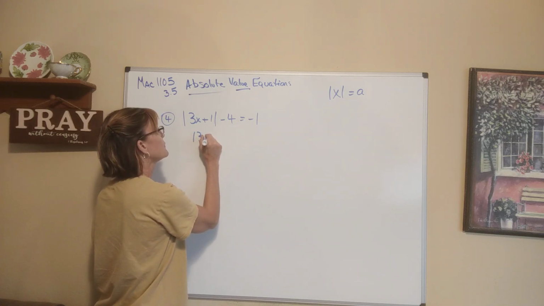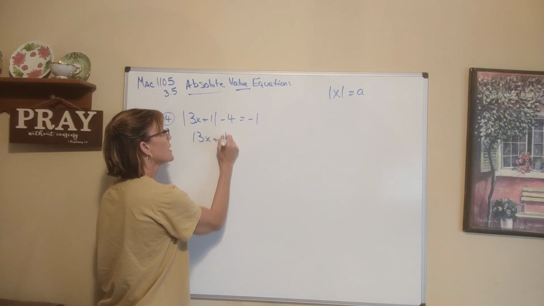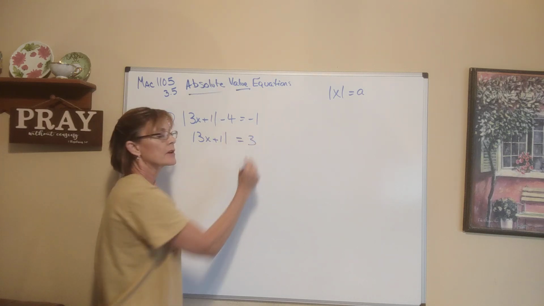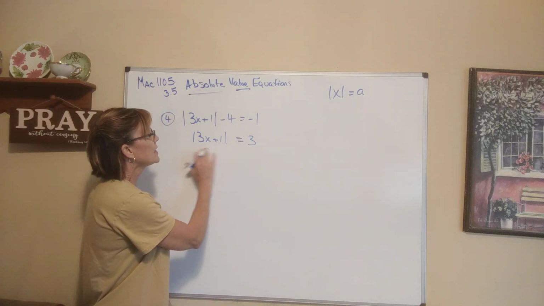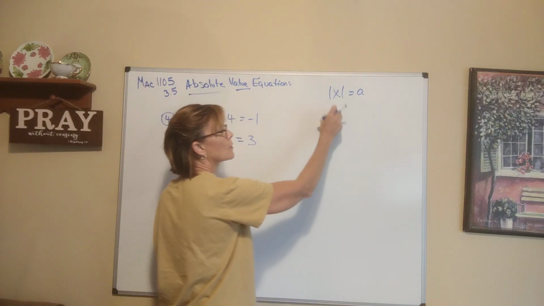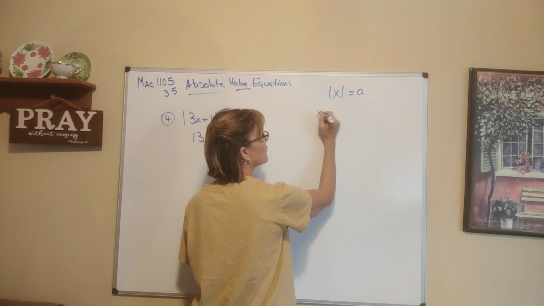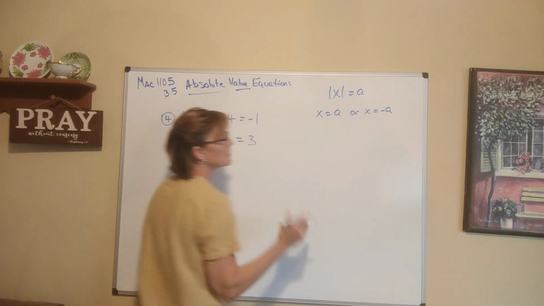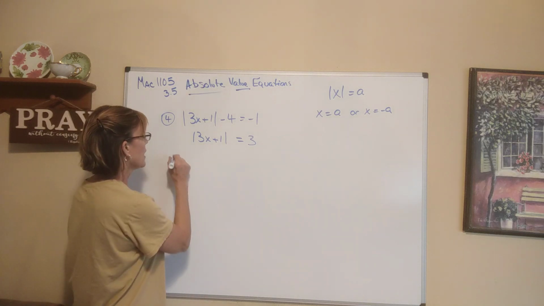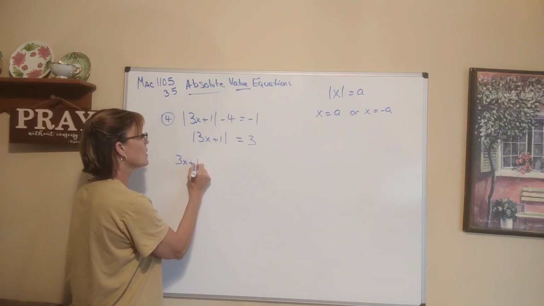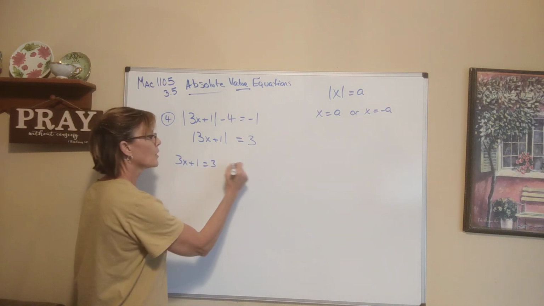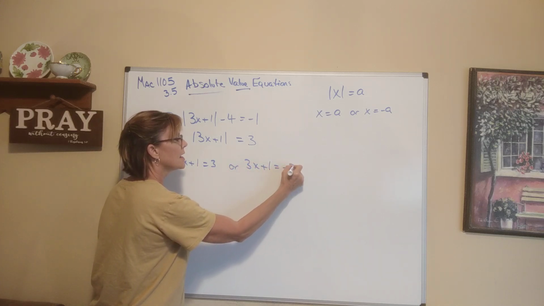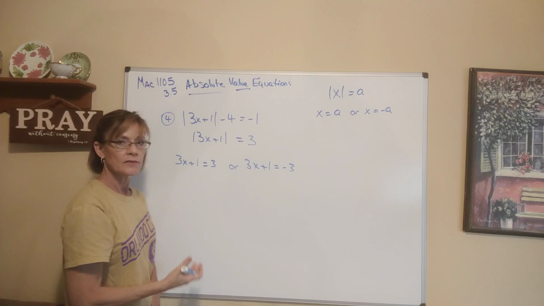So we get the absolute value of 3x plus 1 is equal to, we add 4 and add 4, we're going to get 3 right there. Now this looks like this, and we're ready to remove the absolute value and get our 2 equations. So let's do that. Take off the absolute value. We get 3x plus 1 is 3, or 3x plus 1 is negative 3. And solve each of these for x.